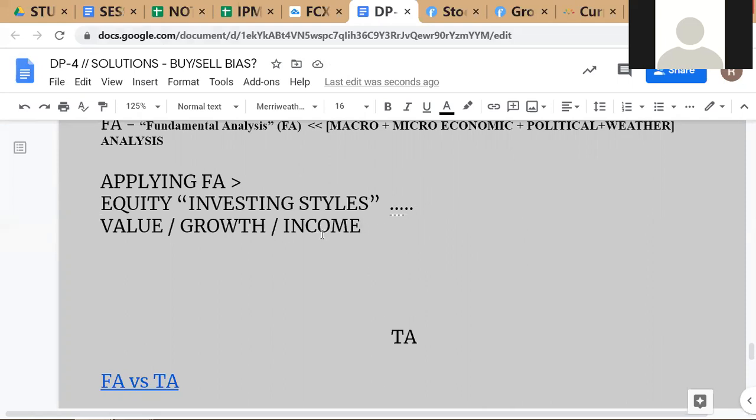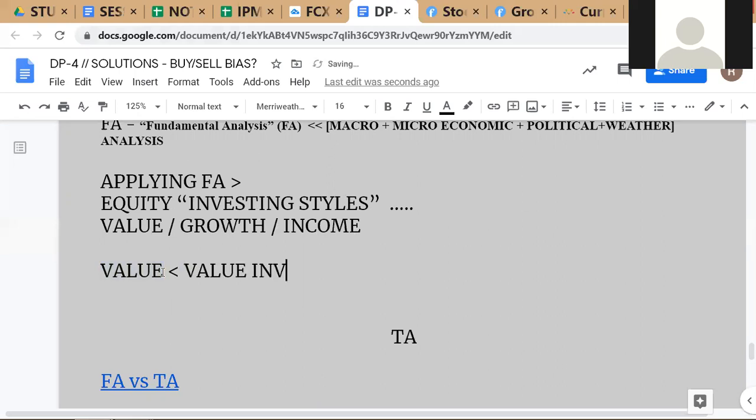So let's discuss each of these in turn, and let's look at value. Value is very famous, as some of you might have read, value investing. When we talk about value, these are approaches to equity investing. All right, so these are different styles of equity investing. So if we talk about value, we use the term value investing.